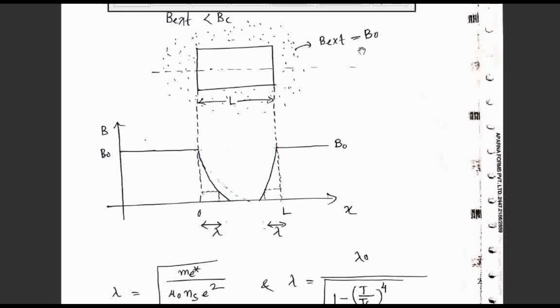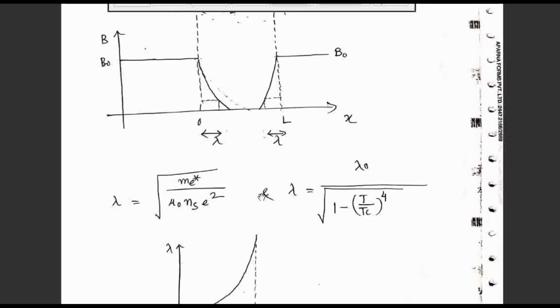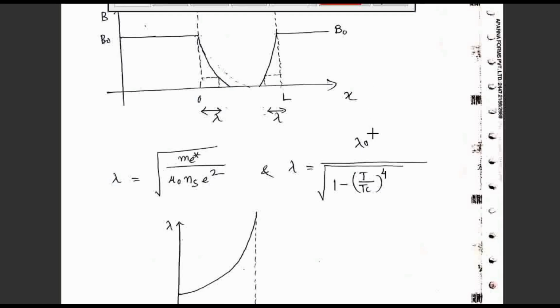And the expression of London penetration depth, there are several expressions, but among them we have to take one expression for the sake of our problem solving. So we have to take this expression.